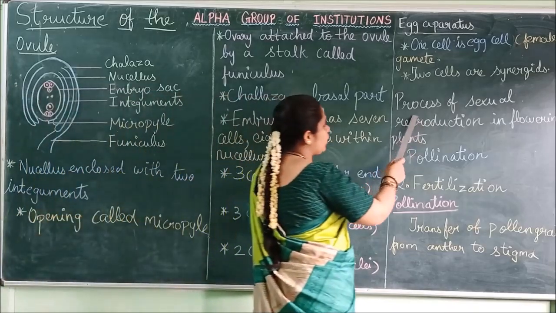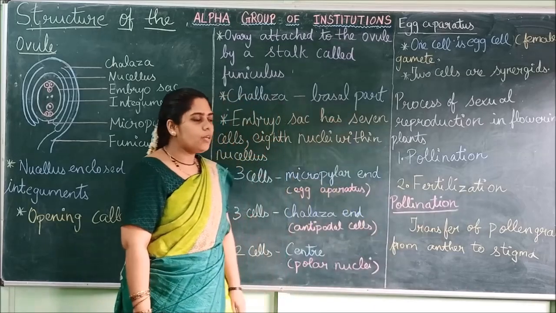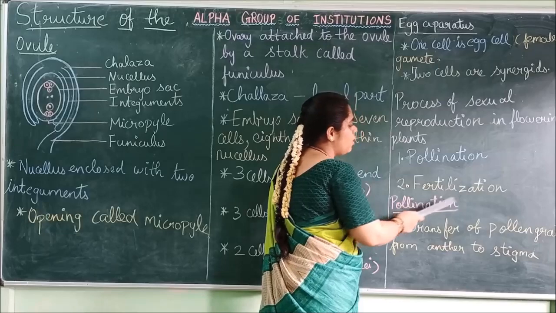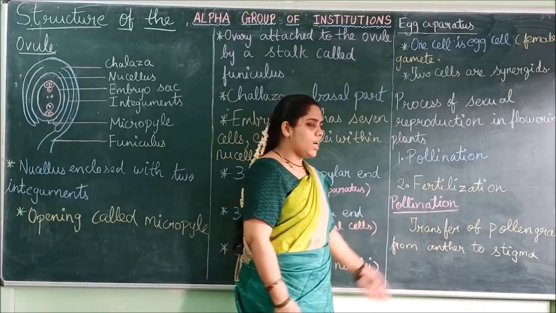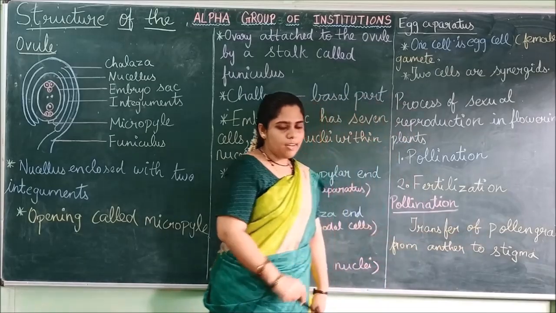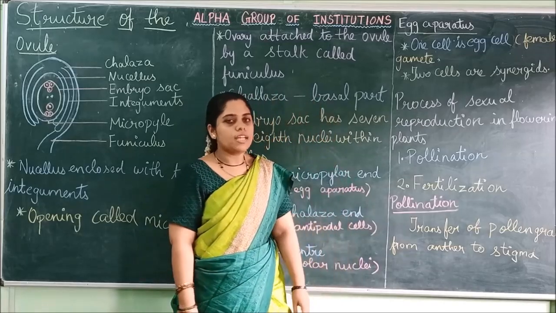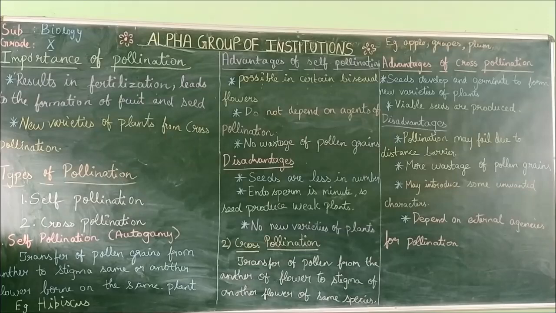So next we are moving on to the process of sexual reproduction in flowering plants. What are the 2 processes? Pollination and fertilization. Pollination means the transfer of pollen grains from the anther, from the androecium, to the stigma of the gynoecium. Next, we are going to see the importance of pollination.